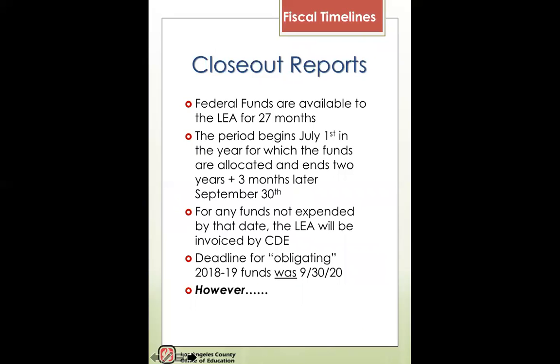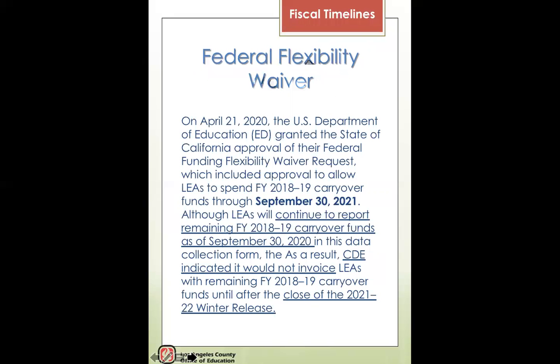Typically they would have closed out, as we said, as of September 30th, and any unobligated funds would have had to be paid back, but California applied for the flexibility waiver, so it gave you till September 2021 to spend them. The next slide gives you an update on the waiver. It was April 21st, 2020 that the waiver came through for the 18-19 funds and allowed you to carry those funds over for an additional year.